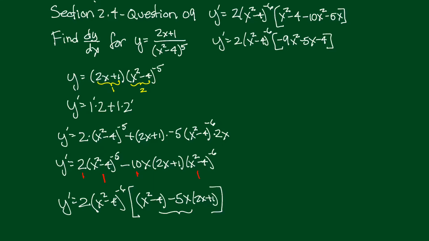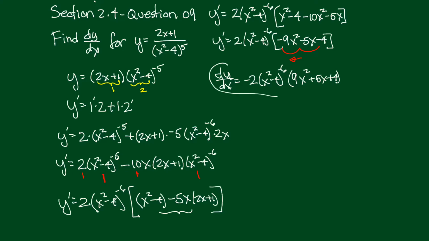Now it looks like we have it, but I'm going to do one more thing. You see here, I've got a negative, a negative, and a negative. I'm going to factor out that negative. Just factor out that negative. I'm going to pull it all the way out to the front. So I'm going to write this now as dy dx is negative 2 x squared minus 4 to the negative 6. And then, since I took out all those negatives, it'll change all those signs. How about 9x squared plus 5x plus 4. Okay, this is perfectly good.